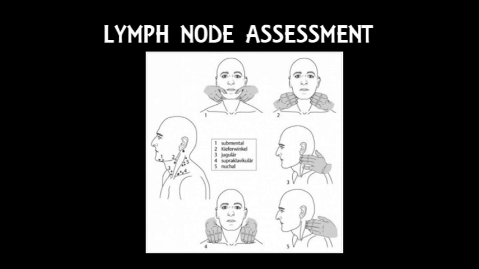Use your finger pads to assess the lymph nodes on the following areas: submental and submandibular triangle, along the sternocleidomastoid muscle and neurovascular sheath, down to the supraclavicular lymph nodes. Back up posterior to the SCM, going to the occipital region.